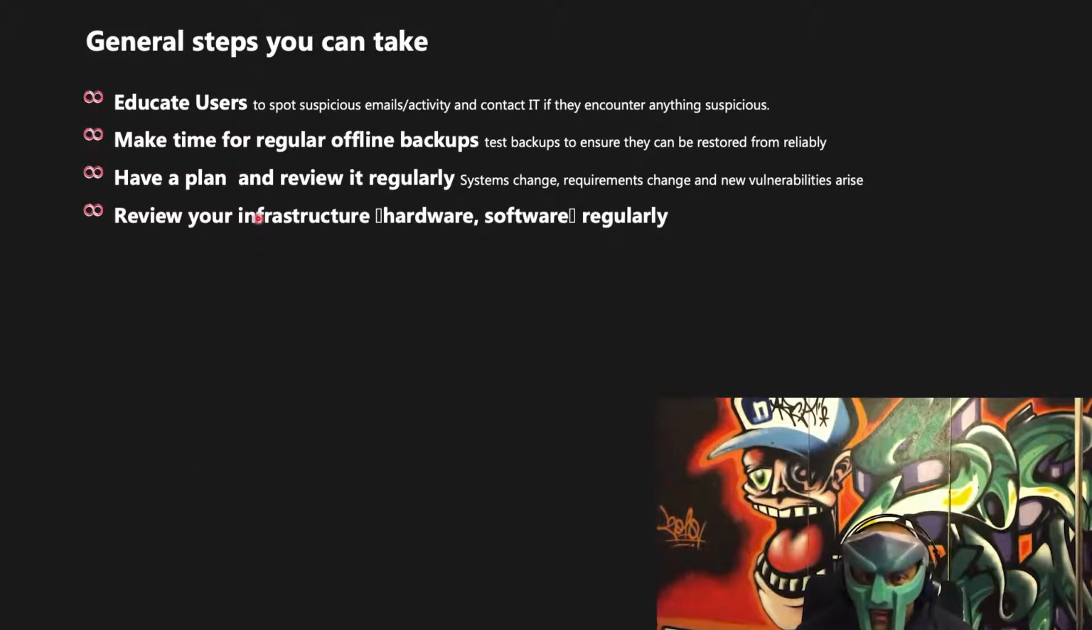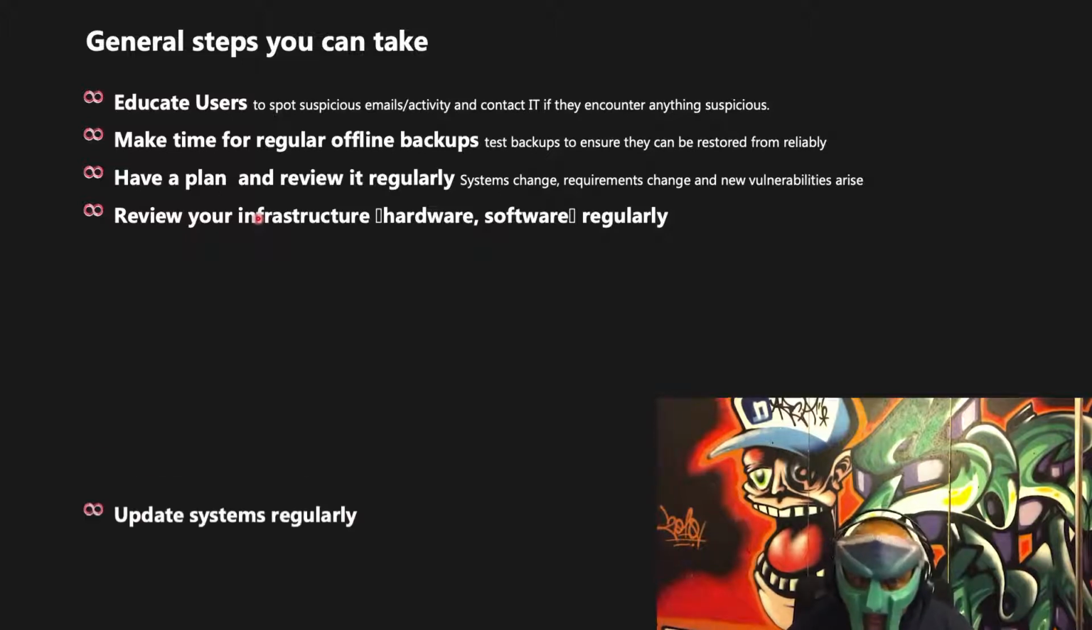You want to review your infrastructure, your hardware and software regularly, because you may not know that somebody's inside your system doing recon. Most of these ransomware attacks take time to do their recon and find out everything they want to know before they actually deploy the ransomware. So reviewing your infrastructure, hardware, and software regularly can help you locate them before they have time to really learn about your system and perform the attack.